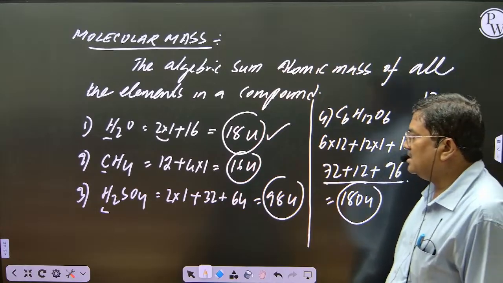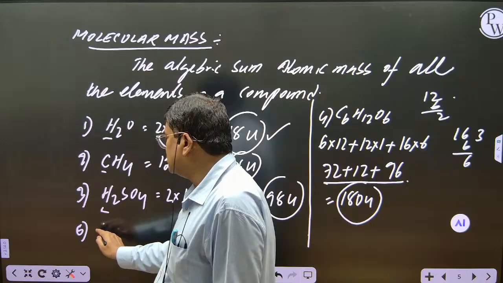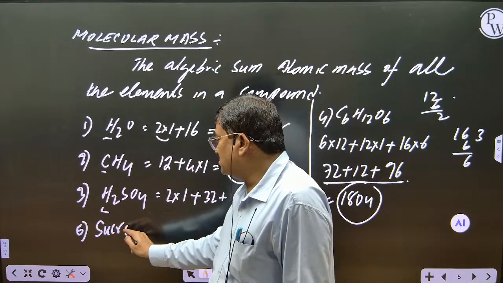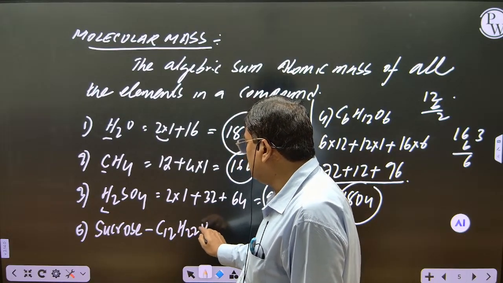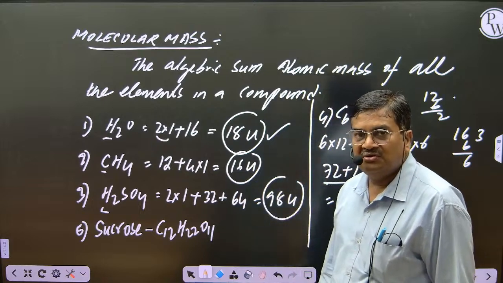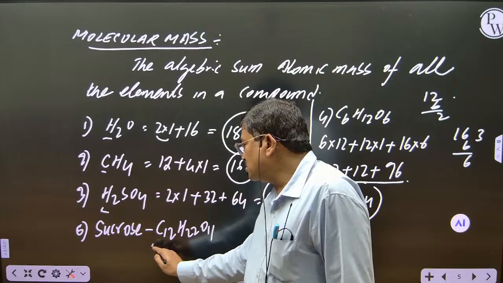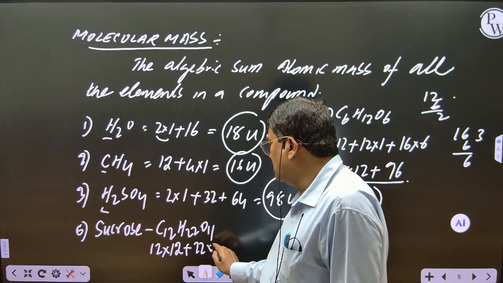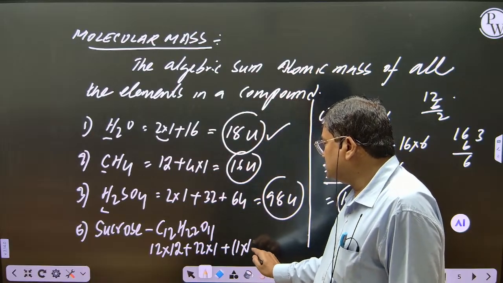Same way I write here the fifth one, sucrose. What is the formula of sucrose? Sucrose, you know, no, it is called table sugar. So sucrose, it is a disaccharide. Its formula is C12H22O11. Now, in order to find the molecular mass of sucrose, there are how many carbons? 12. So 12 into 12 plus hydrogen 22 into 1 plus each oxygen is 16, 11 into 16. So that comes how much?